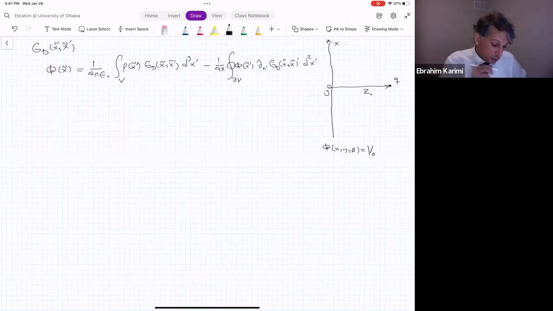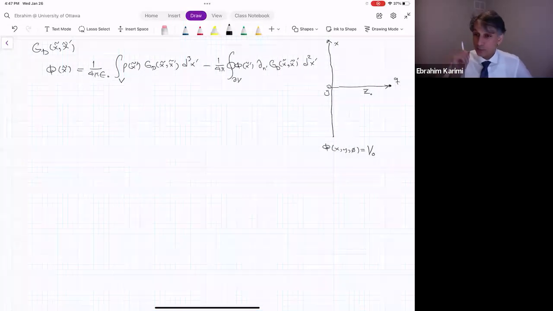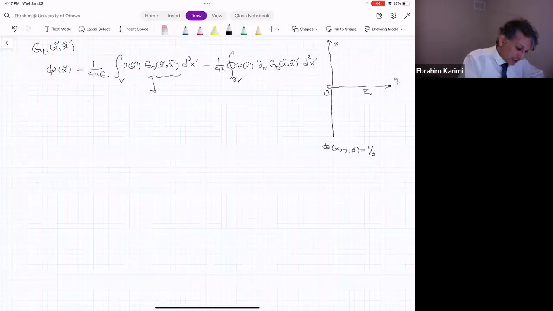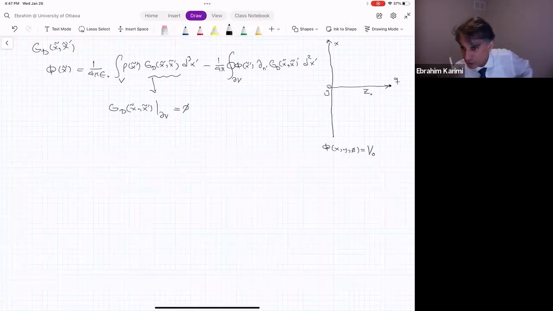When do we have permission to use this relation? Whenever the potential on the surface is known, the boundary condition is known. Do we know the potential on the boundary? Yes, it is V0. And what is the condition that we have for the Dirichlet boundary condition? GD of x and x prime at the boundary should be equal to 0. Not constant, should be equal to 0.